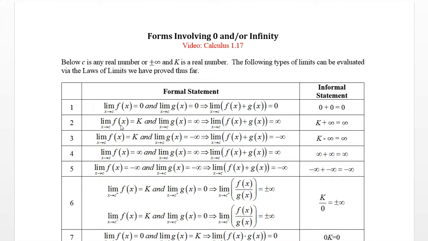If the limit of f of x as x approaches c is some real number constant, so k could be any real number, and the limit of g is infinity, then the limit of that sum is also going to go to infinity. Now we can't really use the limit laws directly because the limits of the two parts don't exist, particularly the limit of the g part doesn't exist. But nevertheless, if this part is going to a constant and this part's going to infinity, the sum's going to go to infinity. And likewise, if the limit of one part's going to a constant and the other part's going to negative infinity, then the limit of that sum will go to negative infinity.